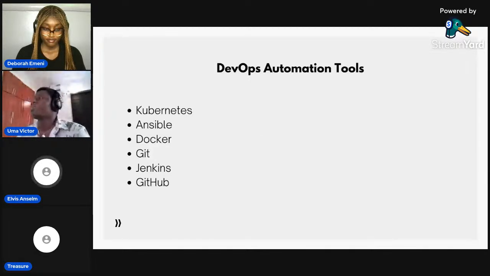Okay, so these are some of the most popular DevOps automation tools that there are. There is Kubernetes. I'm pretty sure you've heard of Kubernetes and the monster that it is, but okay, no fear. When we get to that bridge, we will surely learn and then we'll cross it. So Kubernetes is a container orchestration and automation platform, and it is very popular amongst DevOps teams.